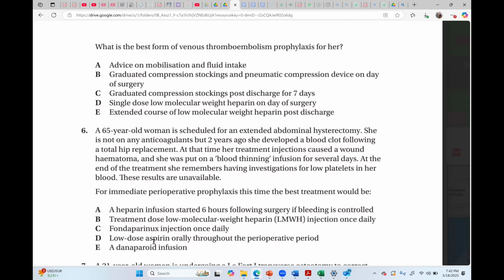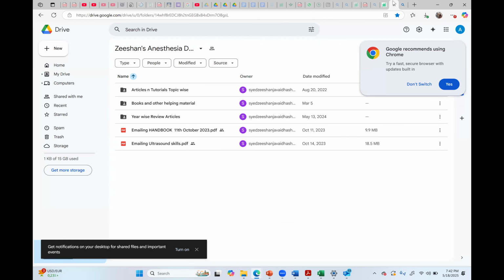So if anything occurs, you cannot reverse it immediately. So that is one point. And the other point is that danaparoid has the lowest risk of HIT. So among the medications, that's how they choose the answer. But for that, you need to have a very good knowledge. I will show you here.